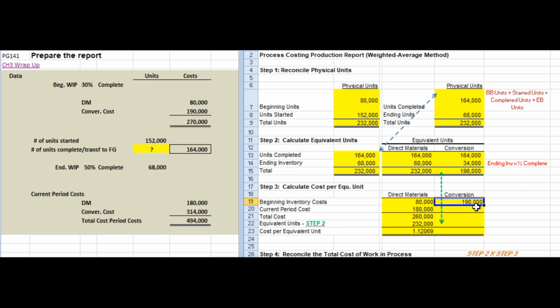Do the same for conversion cost, 190,000, 314, a total. Use your 198 equivalent units, come up with 2.54545. So I'm going to pause here while we move the screen down to step 4 so we can quantify the last step in our production report.